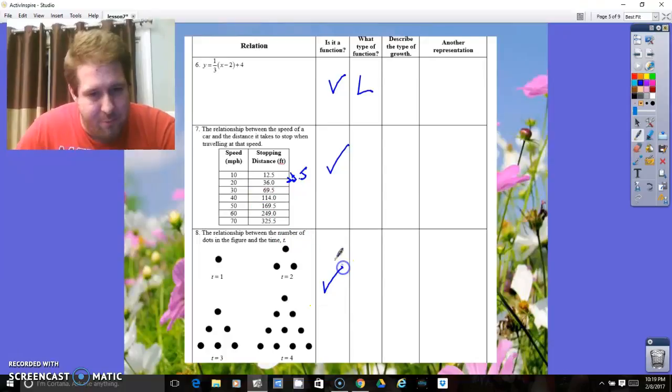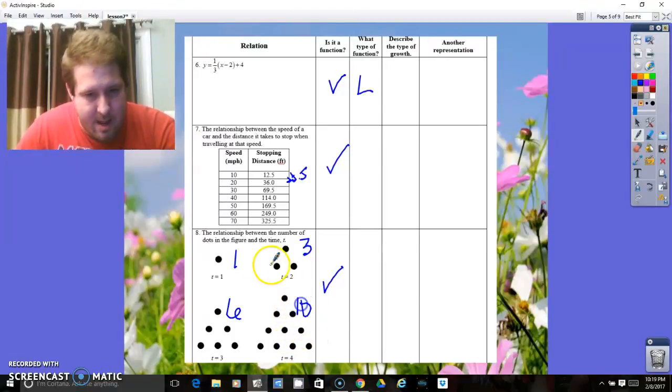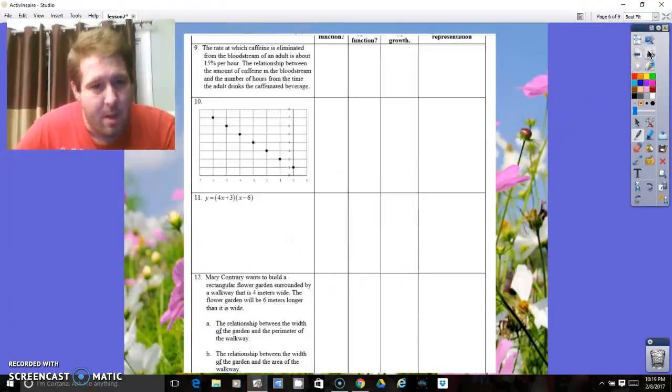All right, so is this one a function? Yes, it is, because no domain has more than one range. It goes from 1 dot to 3 dots to 6 dots to 10 dots. So that looks like plus 2, plus 3, plus 4. So that's definitely quadratic.